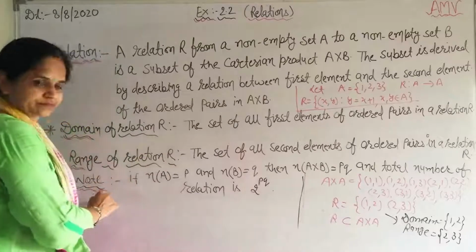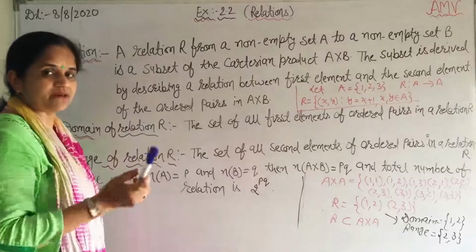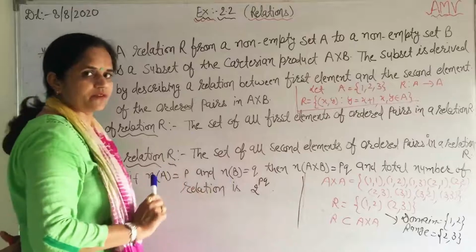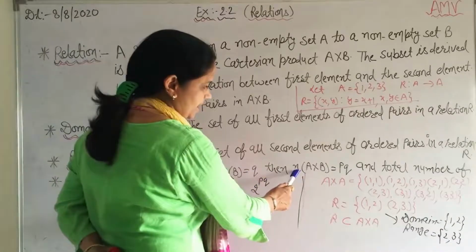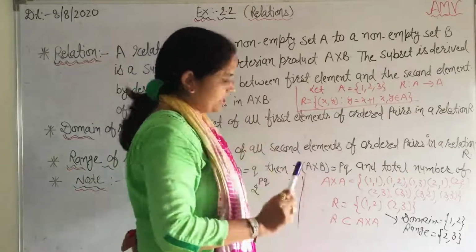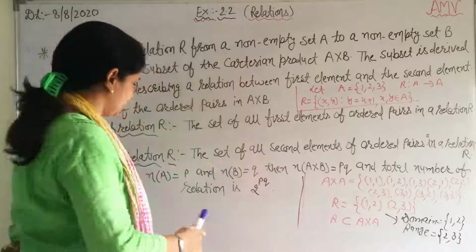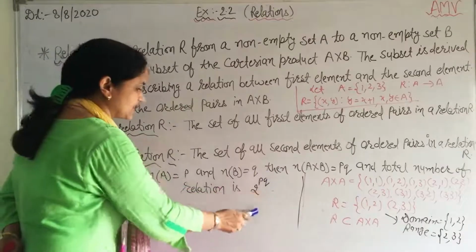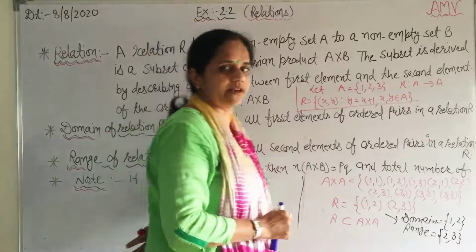Next, an important note: if the number of elements in set A is P, and the number of elements in set B is Q, then the number of elements in the Cartesian product of A and B is PQ, and the total number of relations would be 2 raised to PQ. These are the maximum number of relations. Now move ahead.